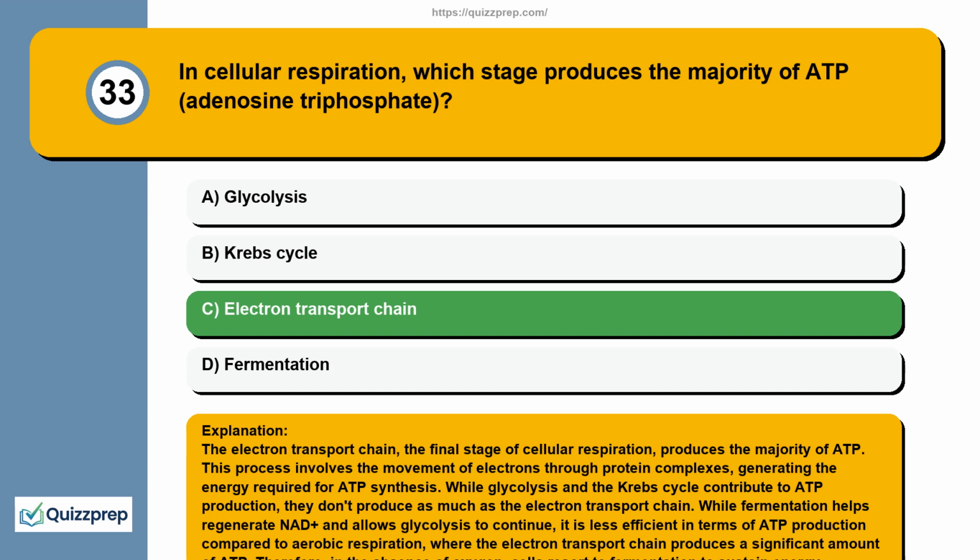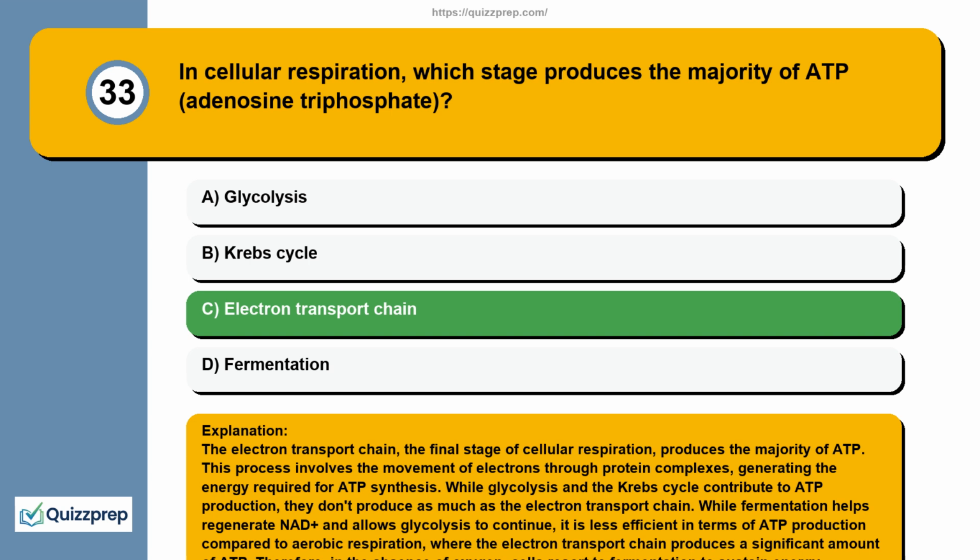The electron transport chain, the final stage of cellular respiration, produces the majority of ATP. This process involves the movement of electrons through protein complexes, generating the energy required for ATP synthesis. While glycolysis and the Krebs cycle contribute to ATP production, they don't produce as much as the electron transport chain.